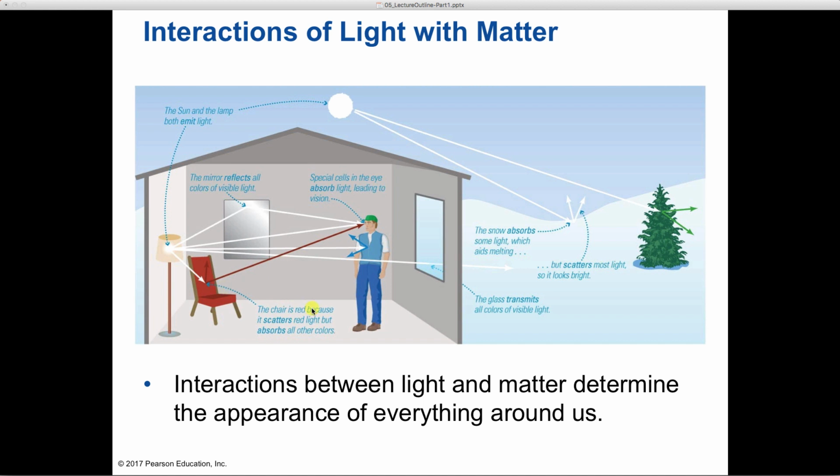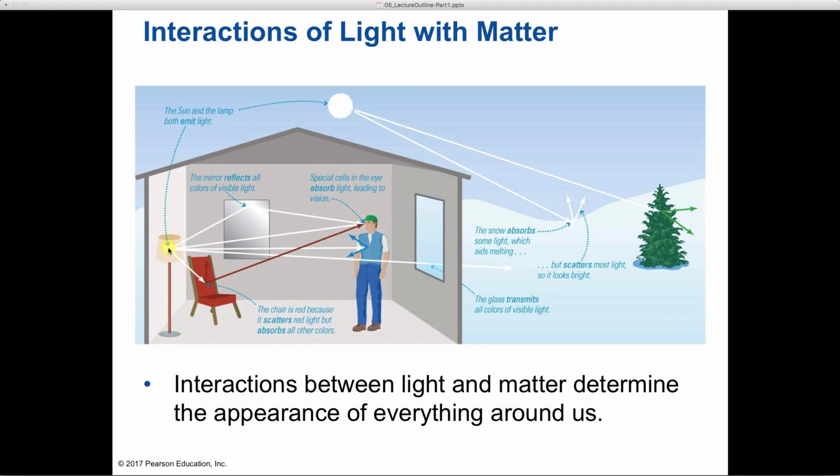That red light gets scattered in every direction, so this person here sees it as a red chair. Again, this chair is not emitting red light because if I turned this lamp off, I wouldn't be able to see the chair. And because I can't see the chair, that means it's not emitting its own light. It's just scattering light from some other source.